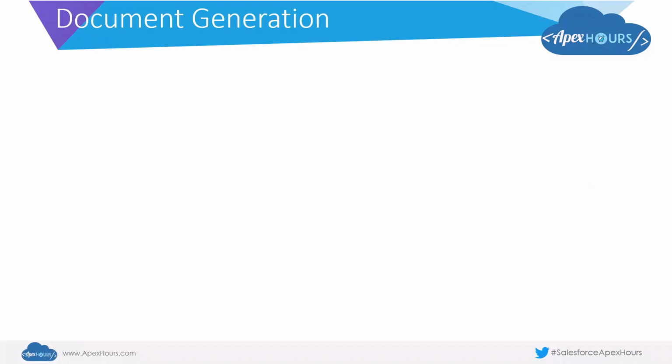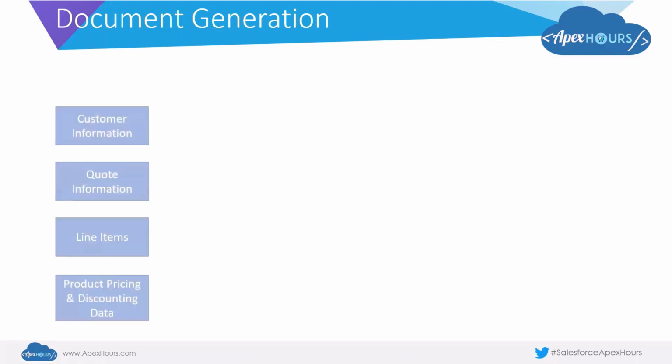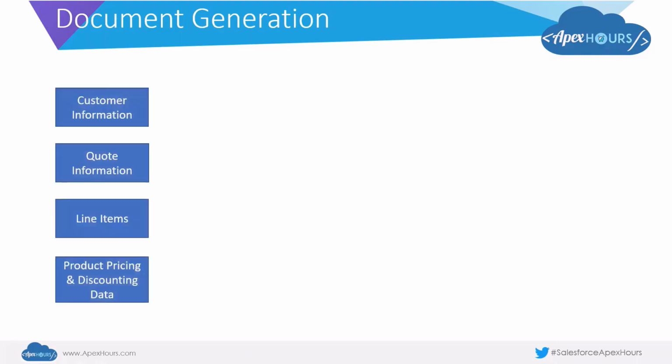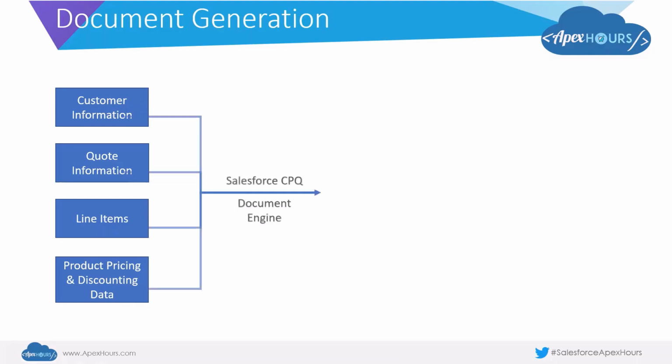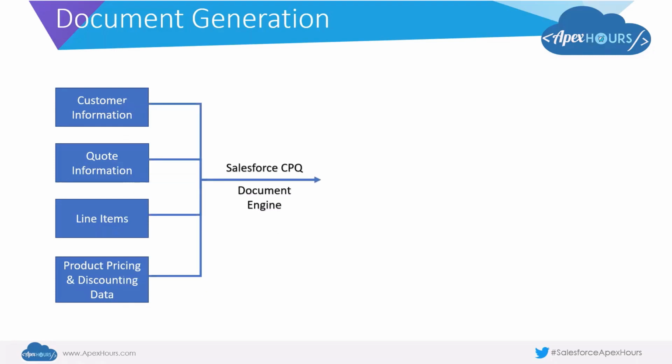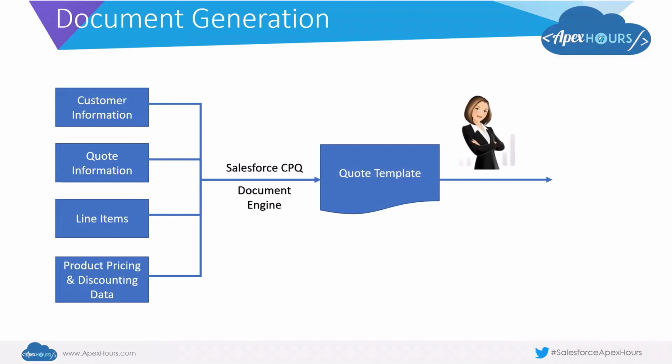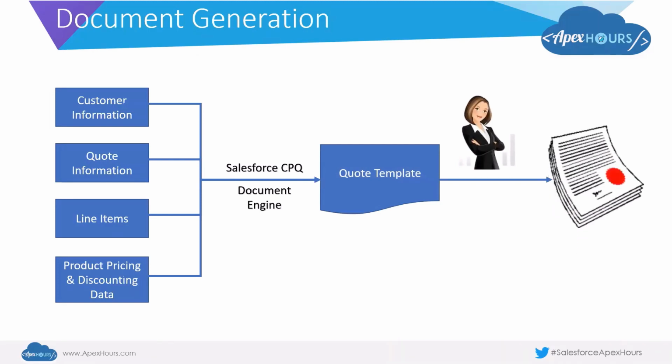After we have gone through the process of putting together a quote, selecting the right products, applying discounts if necessary, it is time to go ahead and generate a document to put in front of your customer, right? So we have customer information, quote information, line items, and product pricing and discounting data, all in our quote. So the Salesforce CPQ document engine combines this information all together, merges it into templates in order to allow sales reps to generate a professional looking quote and proposal document with a single click. So that is how we generate documents in Salesforce CPQ.